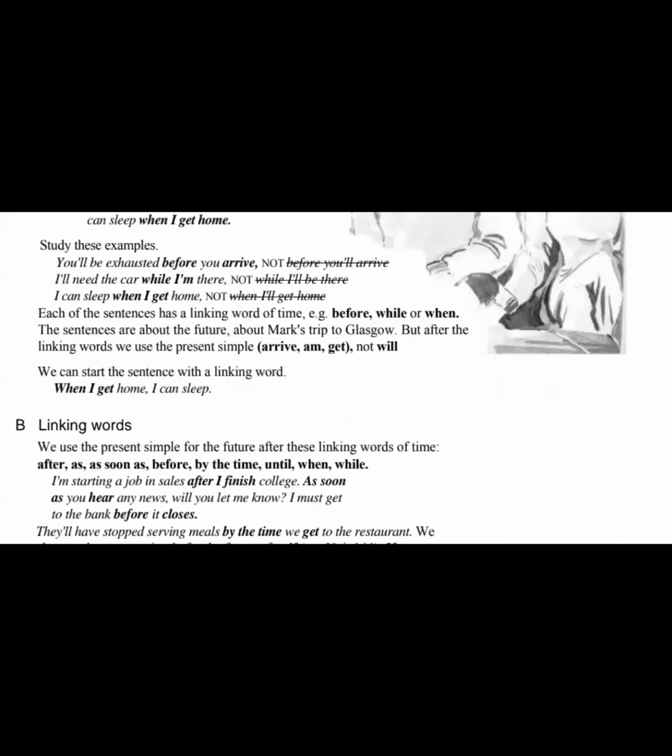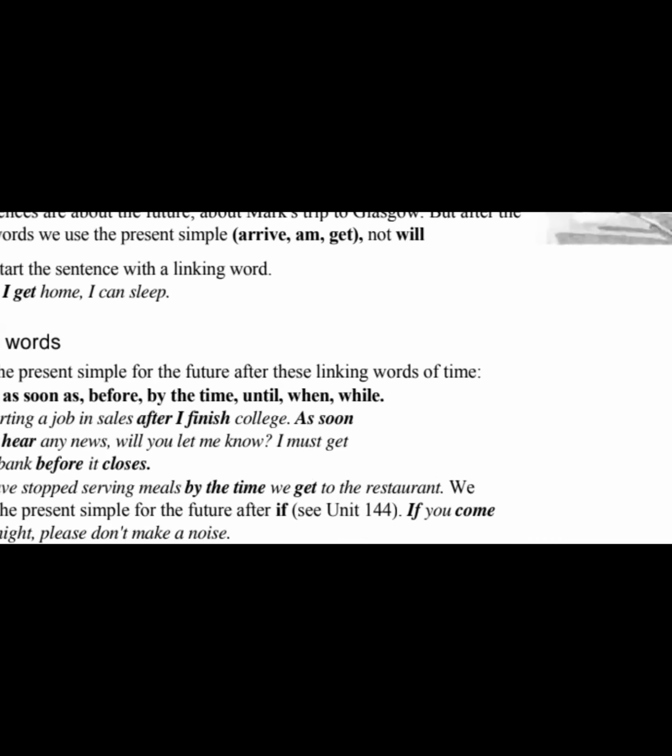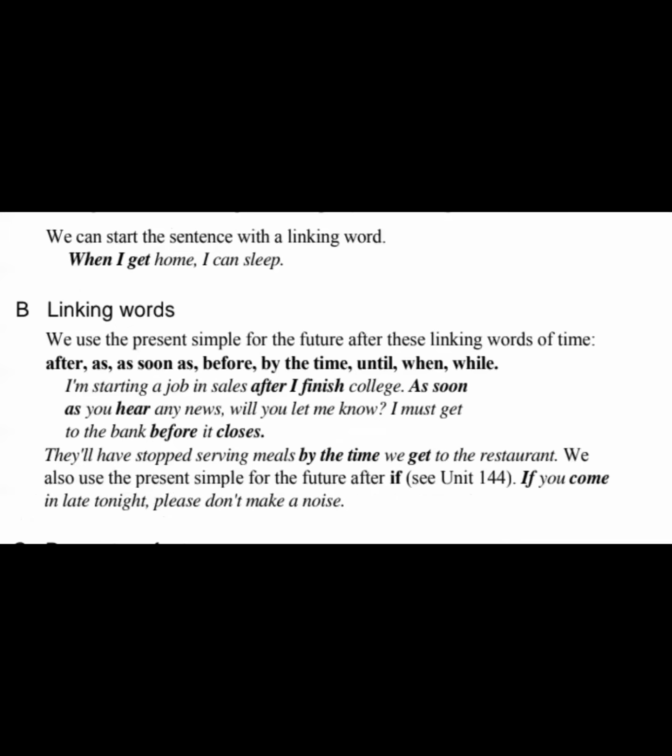Now if you want to take a picture of this, you can take a picture, a screenshot. It will help you to understand later on. So these are the linking words. See, these are all the linking words here. See, on B. These are the linking words. We use present simple for the future after these linking words, like after, as soon as, before, by the time, until, when, while. I'm starting a job in sales after I finish my college.